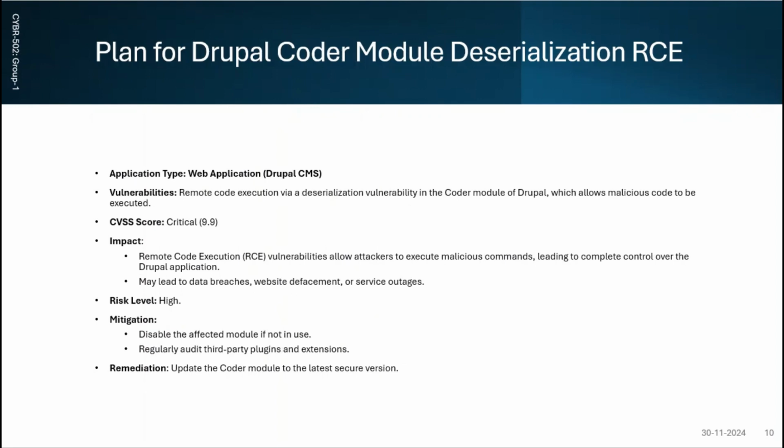Now, the plan for Drupal core module deserialization RCE focuses on a critical remote code execution vulnerability in the Drupal CMS core module. Its mitigations include disabling unused modules, auditing third-party plugins, and updating to the latest secure versions. Here the CVSS score is critical, that is 9.9. The risk level is high.